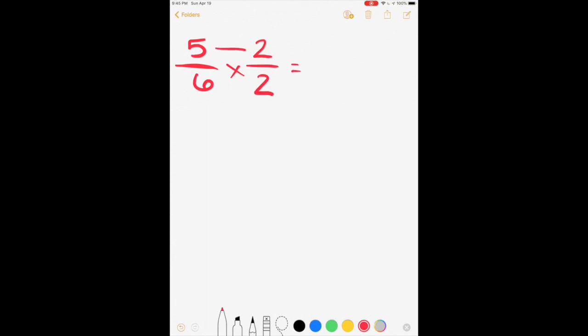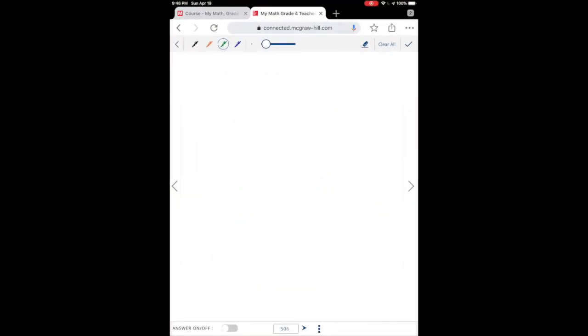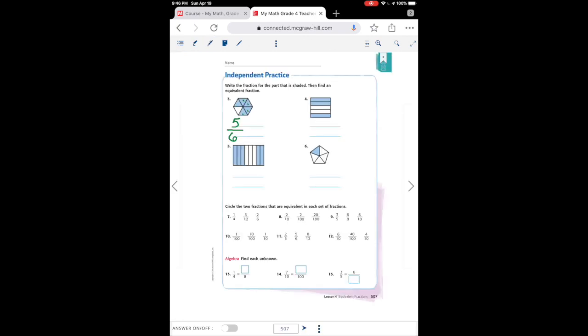5 times 2 is 10. 6 times 2 is 12. So an equivalent fraction is 10/12. Oh no, my page is gone. Let's refresh. There we go. Turn my pen back on. So when I multiply it by 2, I get 10/12. You could pick any number to multiply. I just decided to go with 2. If you multiplied by a different number, you might have a different answer, and that's all right.